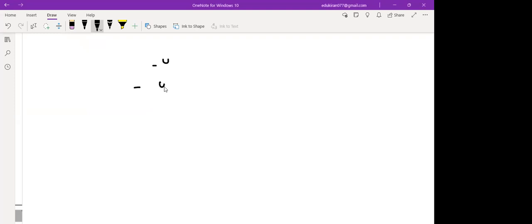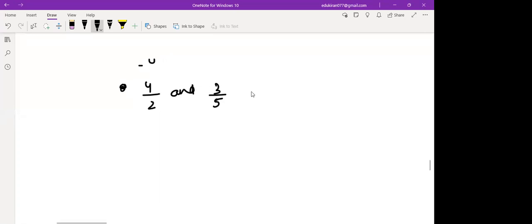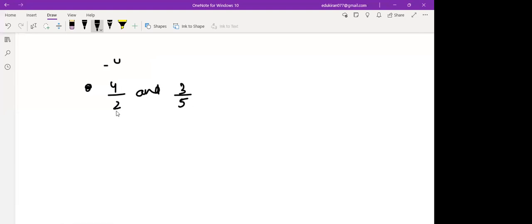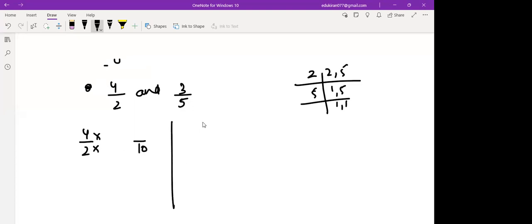For example, I gave you one number, 4 by 2, and 3 by 5. These are the two numbers. I ask you to compare them and tell me which one is greater. The first thing you need to do is take the LCM of 2 and 5. So 2, 1 and then 5, 1 and 1. So you got 10. Now 4 upon 2 multiplied by, what was the LCM? 10. And for this you will write 3 upon 5 multiplied by 10. Clear? Now you have to fill these boxes.